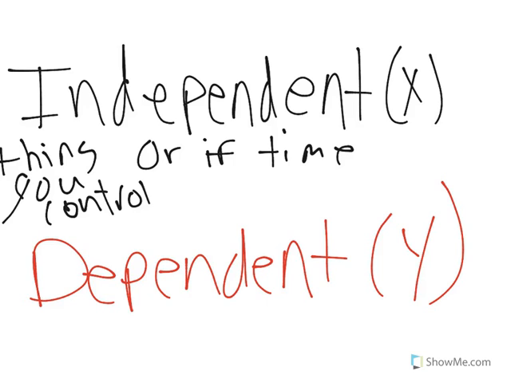If you're trying to figure out how many pills it would take to cure something, you would give a different number of pills, and then you would see if it cured it. That would be your dependent variable, whether or not the person was cured or how much better they got.